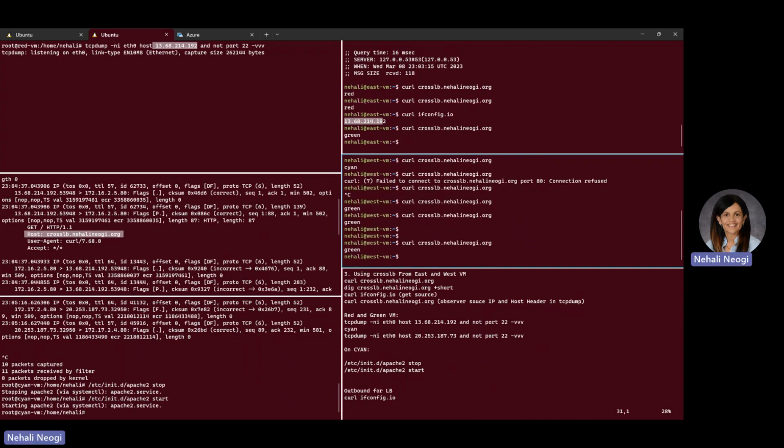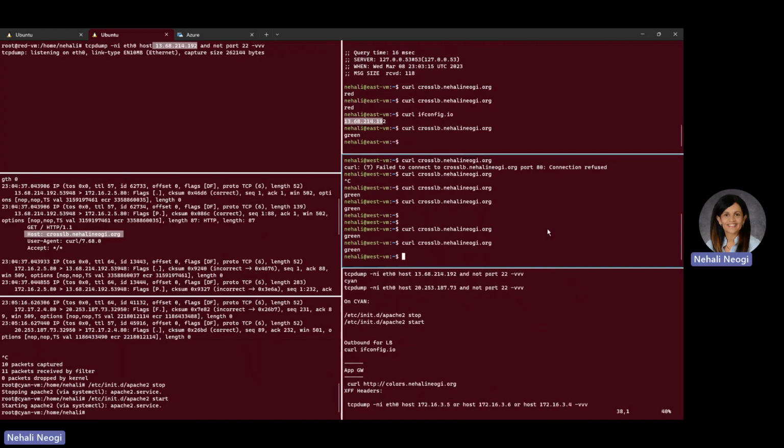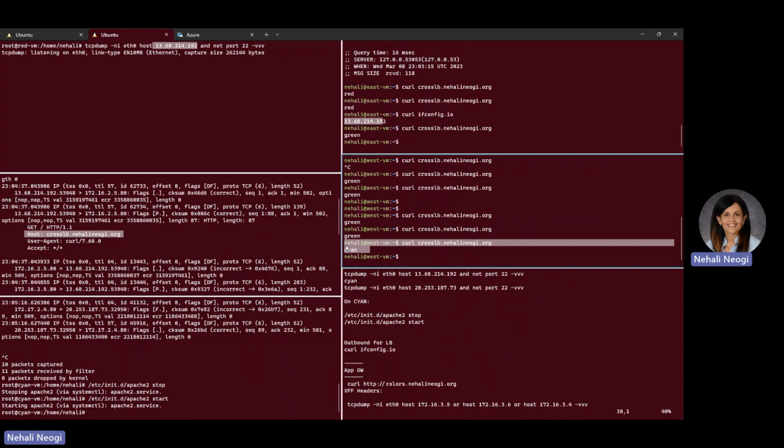So let's try that. It's still on green, may take a few seconds. And then while we wait, let's try the command again. And there we have cyan back. Okay, so that's the power of the cross-region LB, that when it fails, it quickly fails back as well.